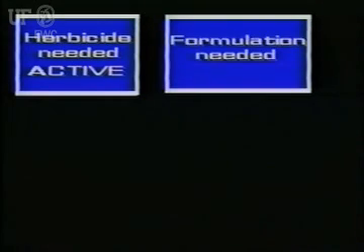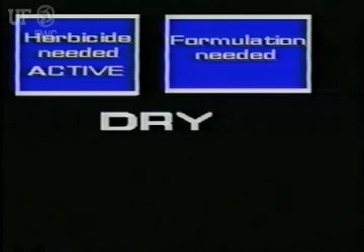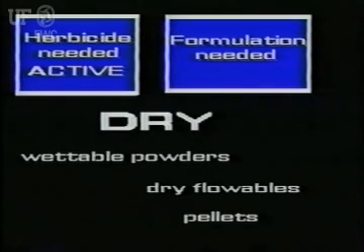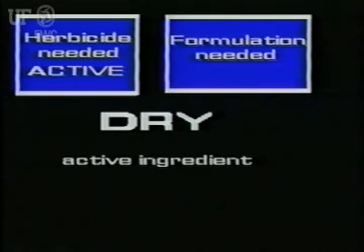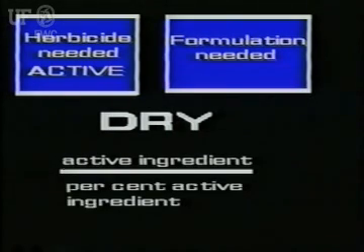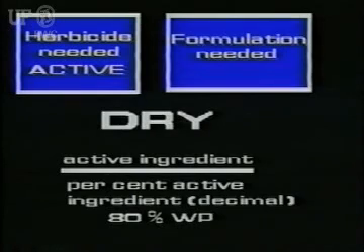One more calculation must be made. Since the amount of herbicide needed has been calculated for the active ingredient, the amount of formulation needed must be determined. For dry formulations, such as wettable powders, dry flowables, pellets, or granules, the amount of active ingredient is divided by the percent active ingredient of the herbicide expressed as a decimal. In other words, if the formulation is an 80% wettable powder, divide by 0.8.